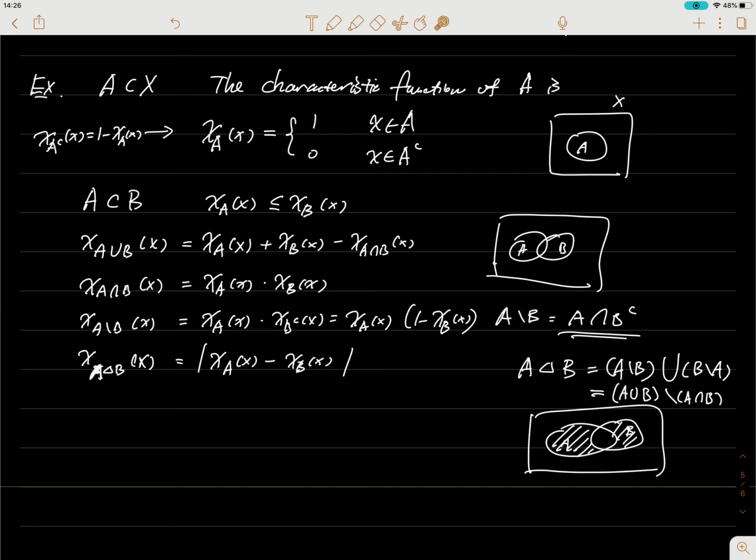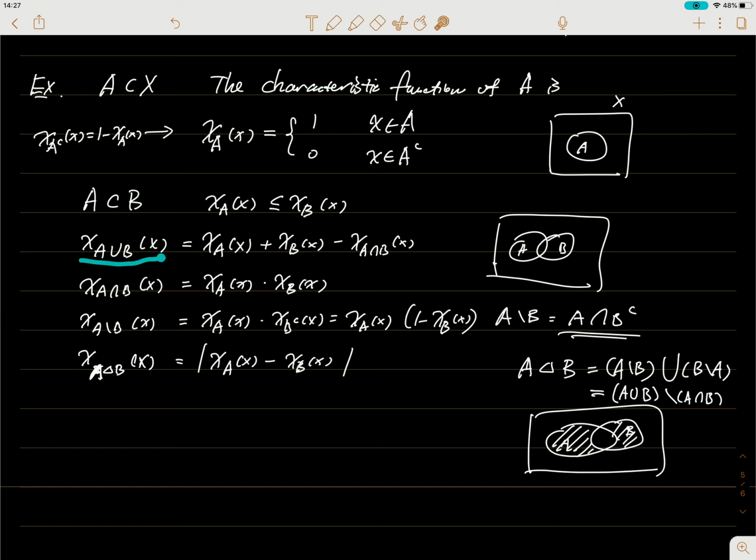Okay, and based on this, we have several simple properties about this characteristic function. If A is a subset of B, then the characteristic function of A will be less than or equal to the characteristic function of B, and that is clear, right? If x is in A, then both sides will be 1. If x is in B but not in A, then the left-hand side is 0 and the right-hand side is 1. If x is outside of B, then both sides take value 0. So the left-hand side is always less than or equal to the right-hand side.